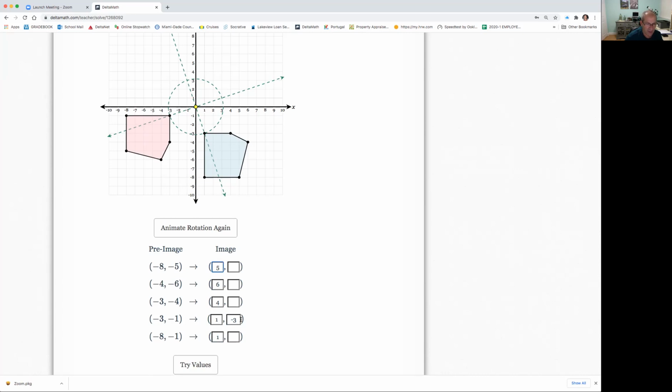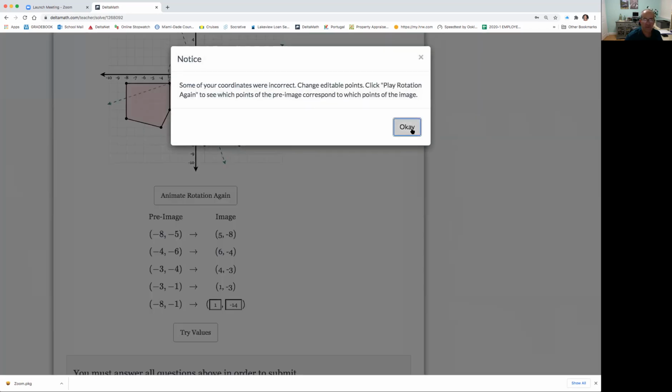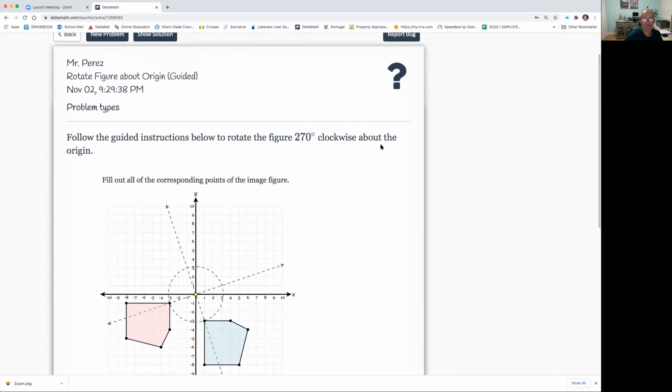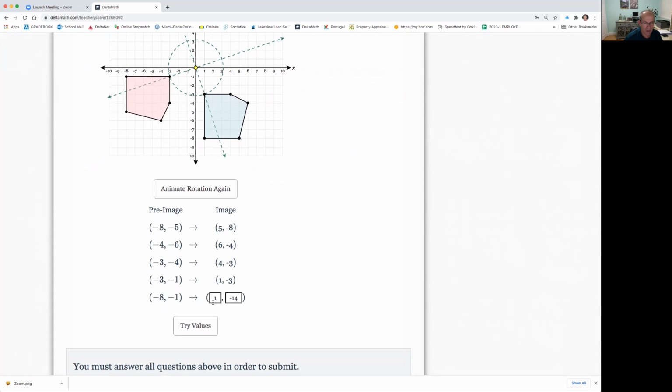Now look at the second coordinate down here. The -3 was in the front and is now in the back. So this one will be -8, this one will be -4, this one will be -3, and this one will be -8. And that's it. Oh, this one over here is -8.